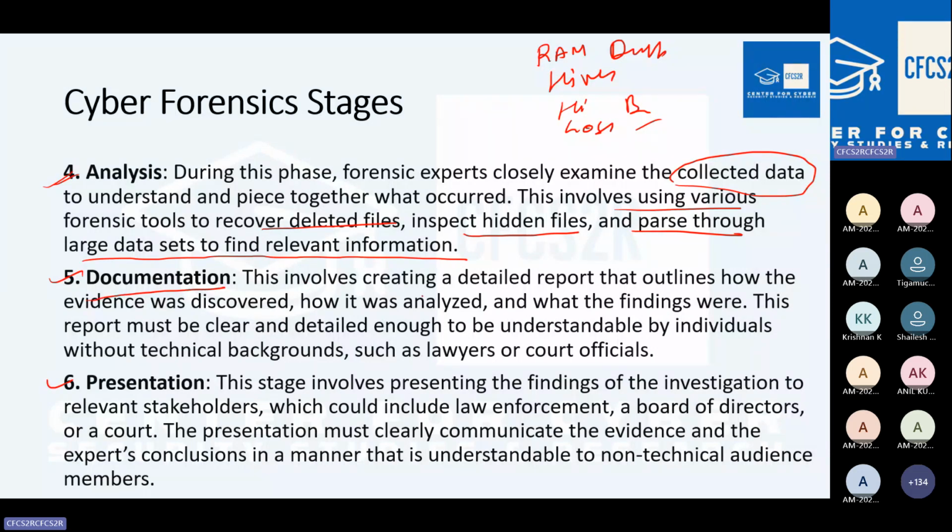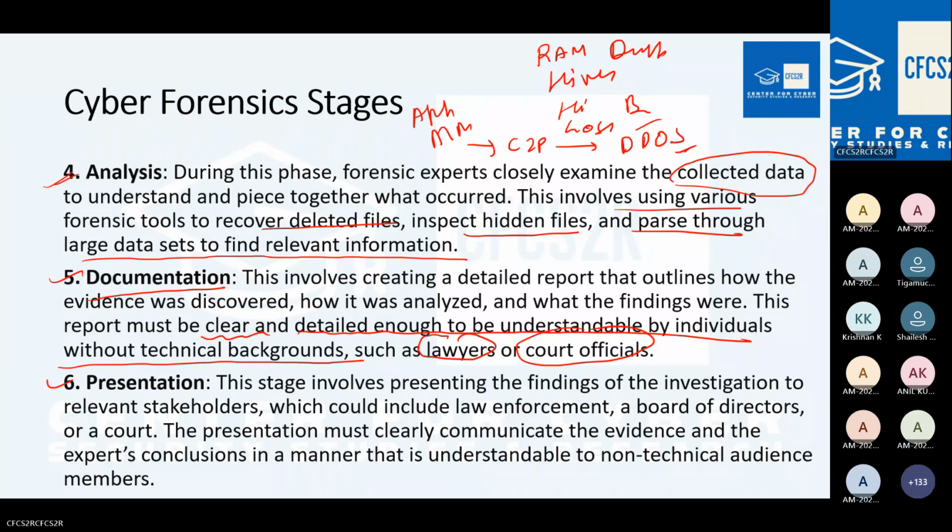Documentation, I've already told you, should be clear and detailed enough to be understandable by individuals without technical knowledge, because inside the court the lawyers and court officials are not technical people, and you have to make them understand your research. If you go into the court of law and say, sir, I have found that in the application layer a malware is available, the malware is connected to the C2 IP, and the C2 IP is doing a DDoS attack, do you think this statement can be useful inside the court? Just type yes or no in the chat box. Do you think this type of statement is admissible in a court of law?